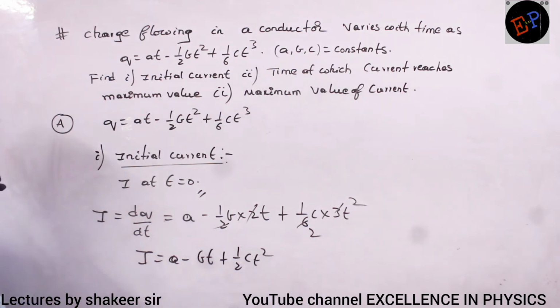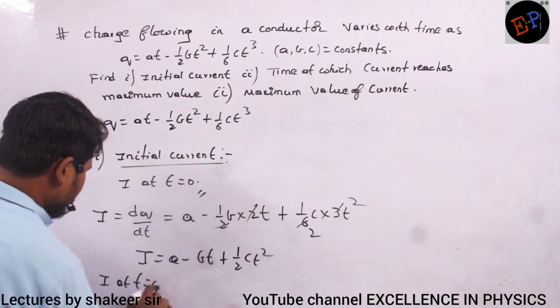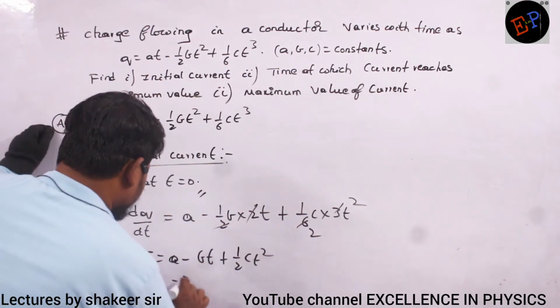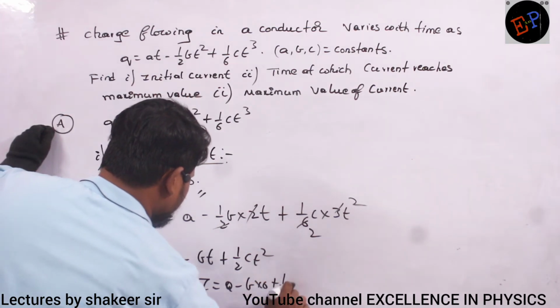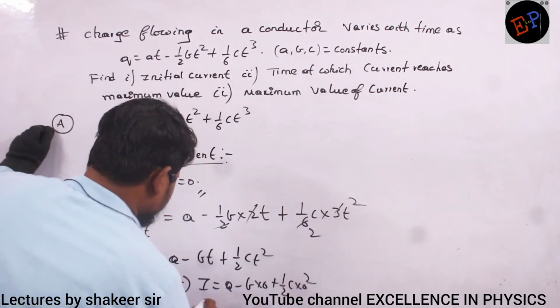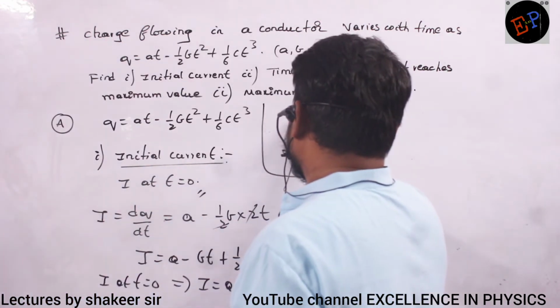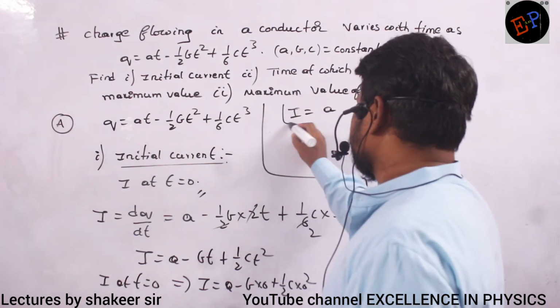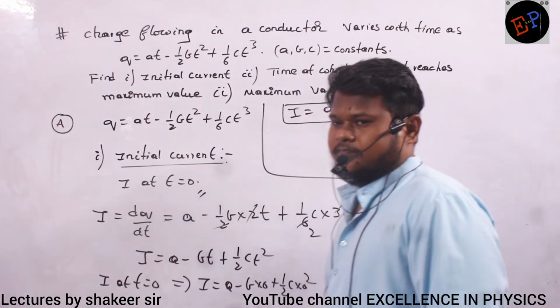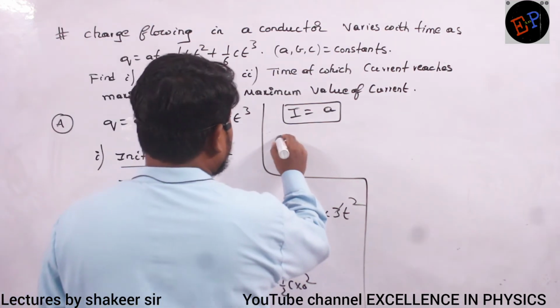Now I want the initial current. You know, initial current means what? Current at t equal to 0. Therefore in this condition I is equal to A minus B into 0 plus half C into 0 square. So what is the amount of current? So I value is how much? It is A, that's all. A only, no? So this is the initial amount of current. That is my answer for the first question. Understood, no? Next question. What is the second question he is asking?